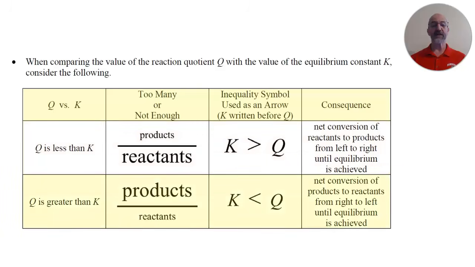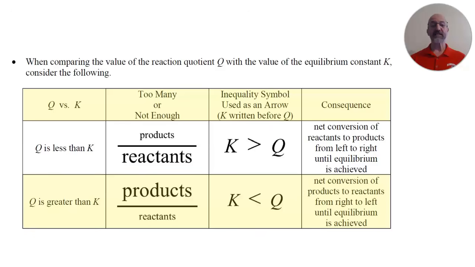On the other hand, if Q is greater than K, you can consider that we have too many products or not enough reactants. So that would now be a net conversion from right to left. And if you set up the comparison in which Q is greater than K by putting K first, then you can see that the inequality represents the arrow telling you that we are going to proceed from right to left. So Q is less than K, there is a net conversion from left to right. Q is greater than K, there's a net conversion from right to left.